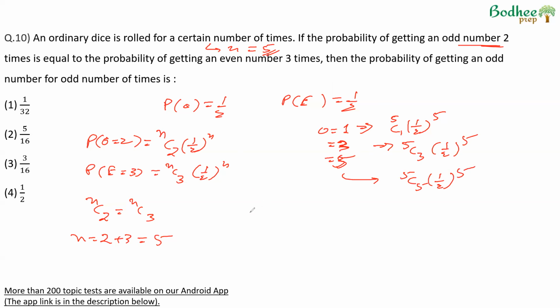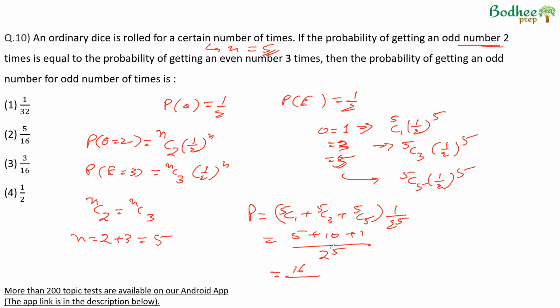And therefore, overall probability becomes 5C1 plus 5C3 plus 5C5 into 1 by 2 raised to power 5. 5C1 is 5. 5C3 is 10. 5C5 is 1, upon 2 raised to power 5. This means 16 upon 32, which is nothing but 1 by 2 becomes my answer, option number 4.